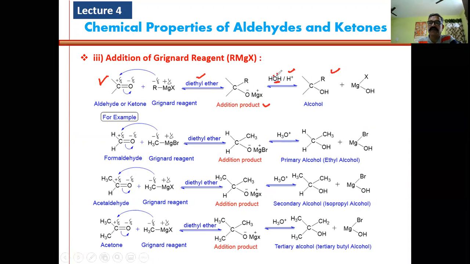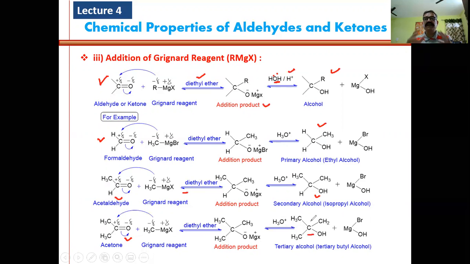OH from there it will come, water. H positive release हो जाएगा, मतलब acid ने इसको catalyze किया. For example, if we take formaldehyde, we get primary alcohol. Reaction is obvious. I have explained the mechanism. If we take acetaldehyde, we get secondary alcohol, isopropyl alcohol. If we take acetone, again the same reaction, we get tertiary alcohol.